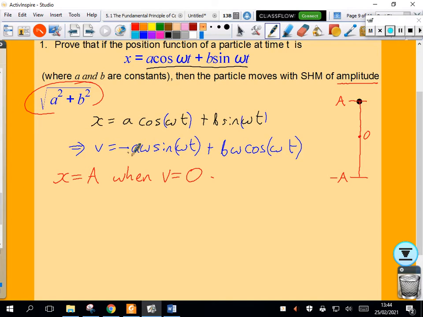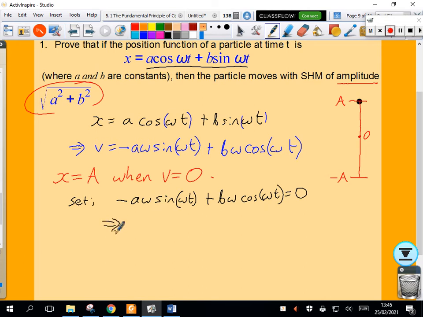So what we have here is an expression for velocity. So what I'm going to do is set that expression equal to 0 and see what I can do with it. So I'm going to set the velocity expression equal to 0. So negative a omega sine omega t plus b omega cosine omega t. I'm going to set it equal to 0. And we know at the moment that this is equal to 0, that the position function is going to equal a. So a will equal all this at the moment when all this stuff equals 0.